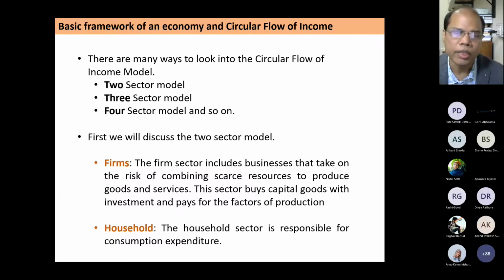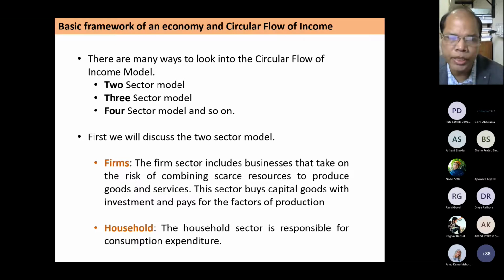So to begin with, I shall first talk about the two-sector model, which implies that there are only two economic agents who participate in the economic activities of an economy. They are farms and households. Farms are the producing units. They are the producers. Whereas households are the consuming units or the consumers.